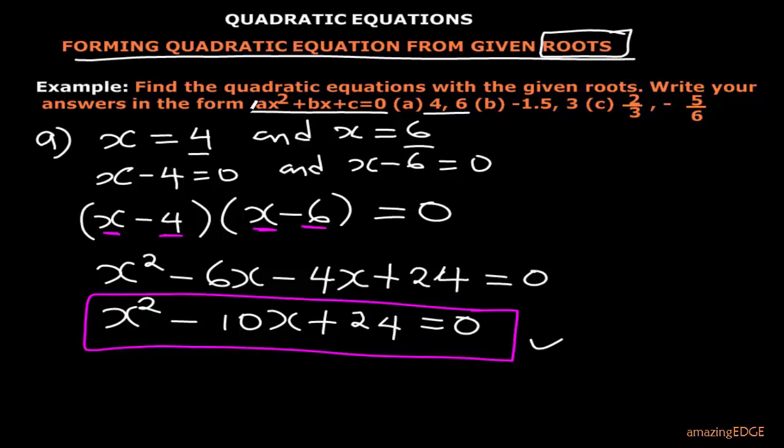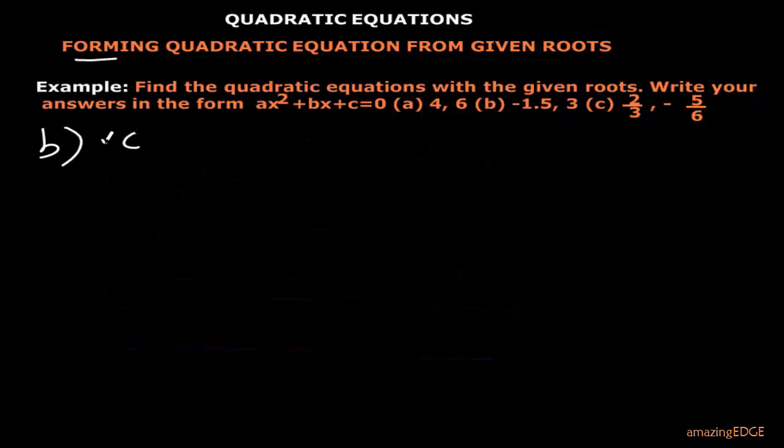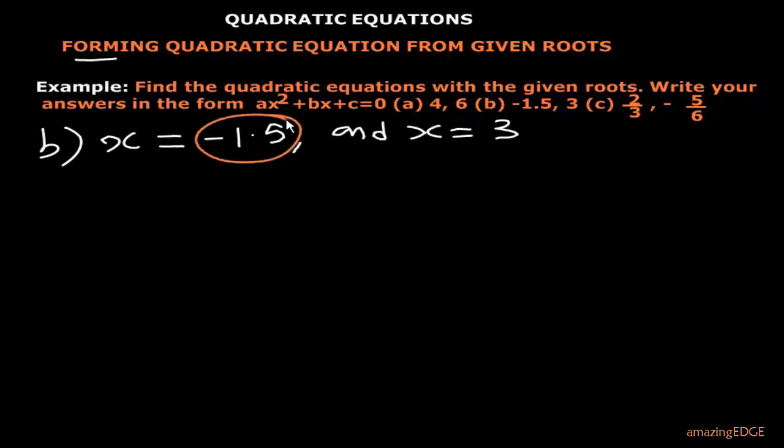So we'll look at the second part of the question. For B, we have x to be minus 1.5 and x to be 3. Let's put this one in a fraction. We can write it as minus 15 over 10, and this will give us minus 3 over 2. So we'll leave it as minus 3 over 2, so it will be easy to handle in that form. So now, instead of writing minus 1.5, we'll write minus 3 over 2. They are the same thing, only that handling it as a fraction is easier than handling it in decimal form.